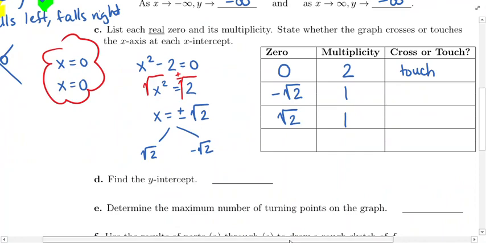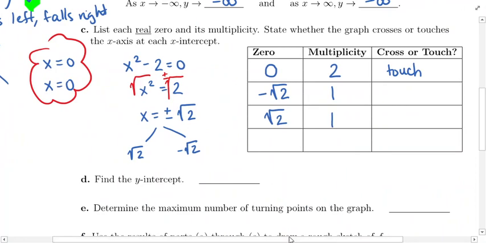All right, so going back to our example, we get these two different x-intercepts, negative square root of 2 and positive square root of 2. Each one of those is going to have a multiplicity of 1, and so that's an odd multiplicity. So at both of these x-intercepts, the graph will be crossing the x-axis. Okay, all right, so that's it.